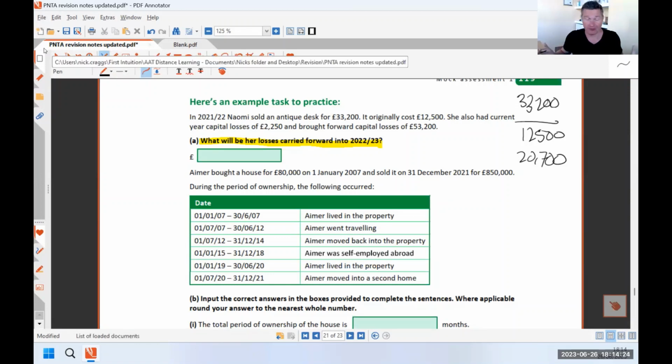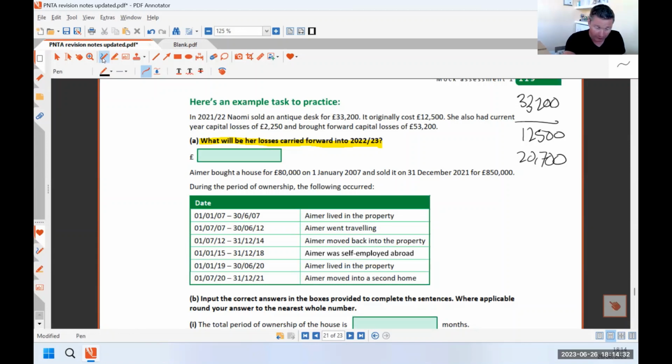Yeah, there is no option here. She has to take her current year losses off that gain. No choice. So that will come off at a figure of £2,250. It means she now has a gain of £18,450.